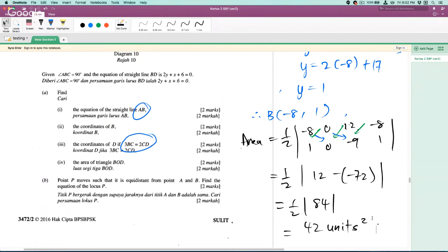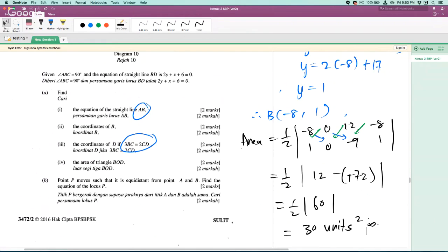Yeah, there is something wrong because the answer marking scheme says it's 30. Oh, okay. This is positive 72, my bad, because -8 times -9 is positive. So therefore, this is not 84 anymore. It's minus. Minus, you got 60. So area will be 30 units square. Right, yeah, just some careless mistake.